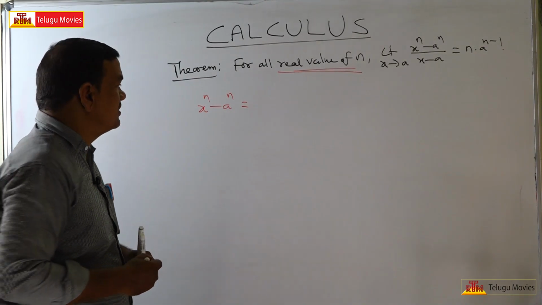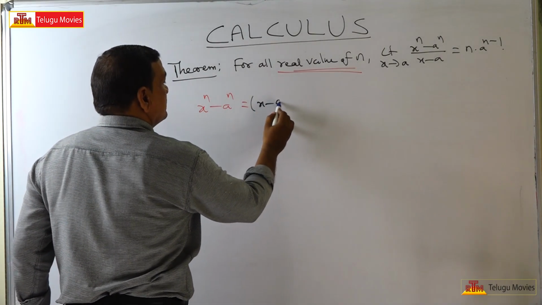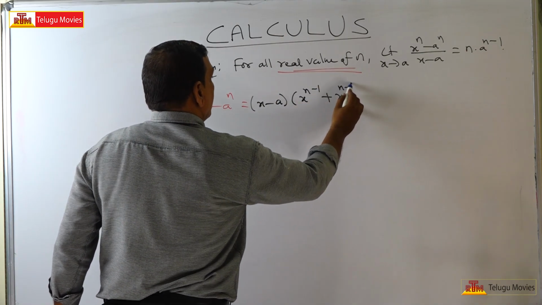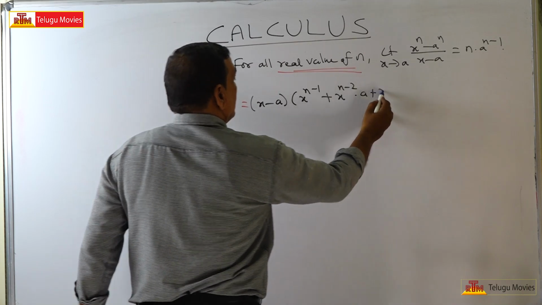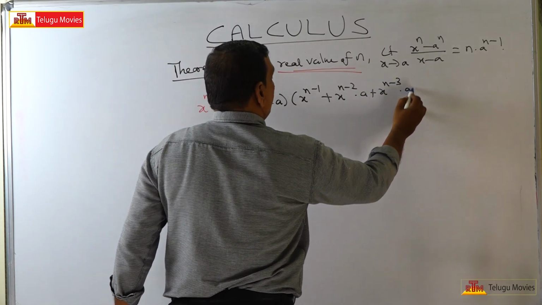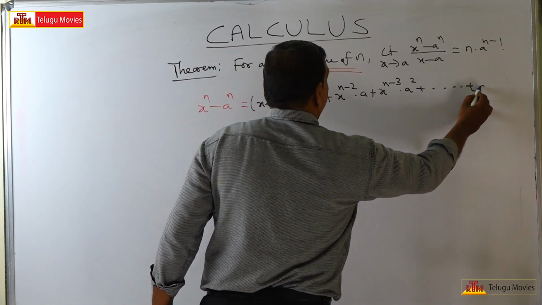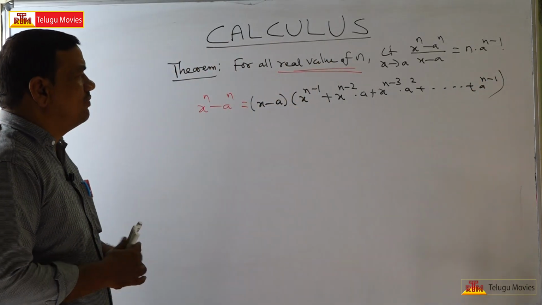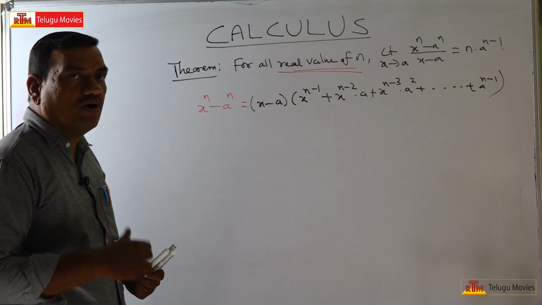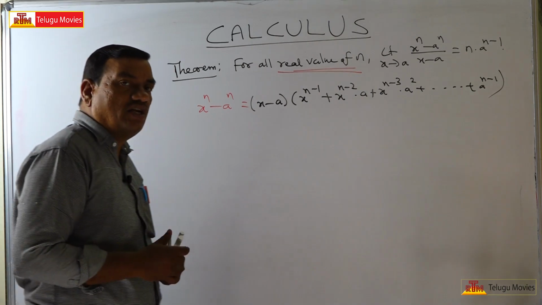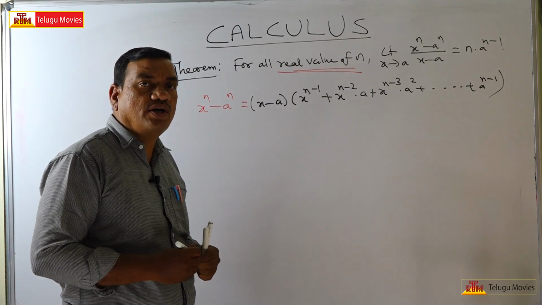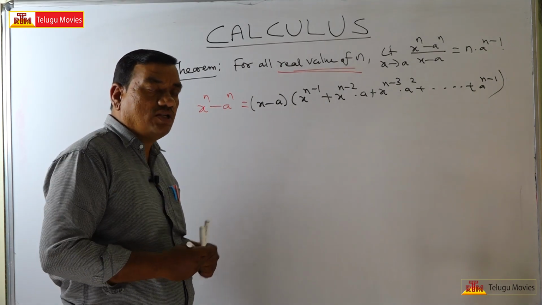This formula is given as (x minus a) into (x power n minus 1 plus x power n minus 2 into a plus x power n minus 3 into a squared, and so on, up to a power n minus 1). Sir, how can you remember such a lengthy formula? I will tell you a small trick. In the board examination also, this is a very important proof. So I will tell you a small example.